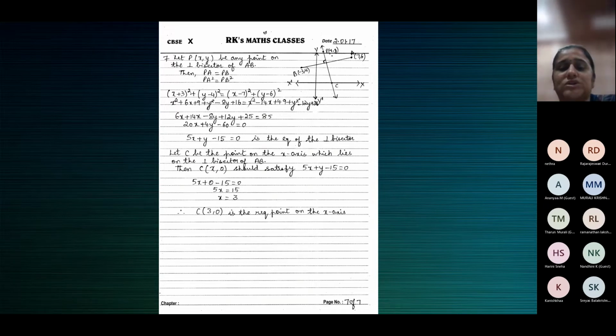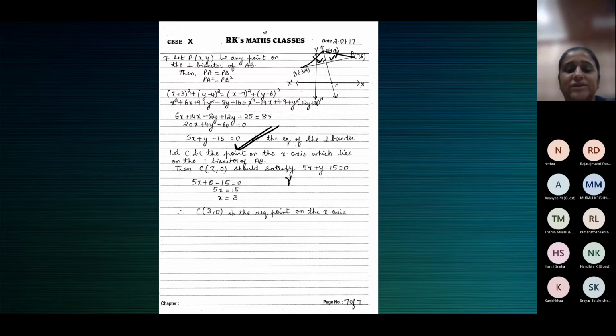Always, to find the equation of the perpendicular bisector, take a random point on the perpendicular bisector, call it (x, y), and the condition is PA is equal to PB. That will give you the equation of the perpendicular bisector. Why is PA equal to PB? Because these two triangles are congruent to each other. CP is common, and these two sides are equal, so PA is equal to PB.